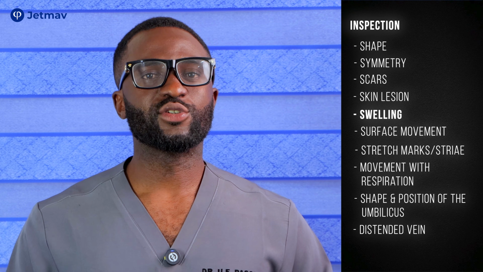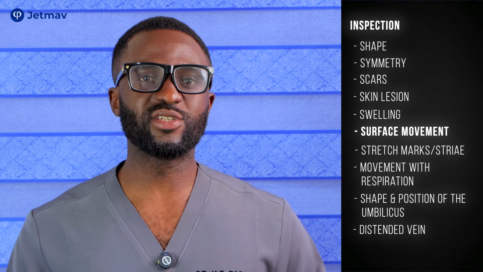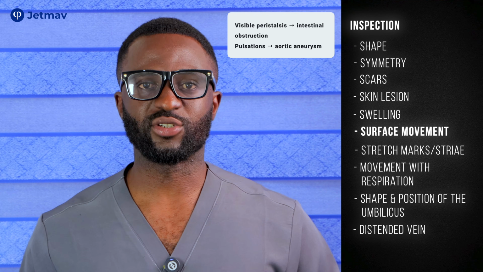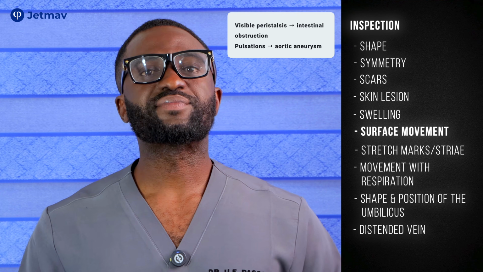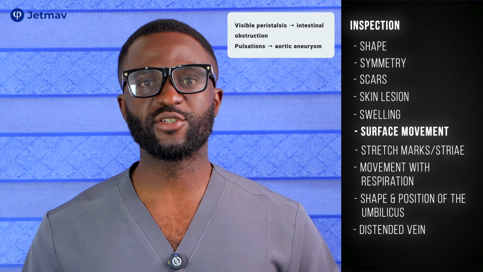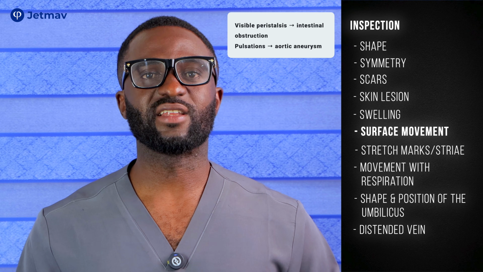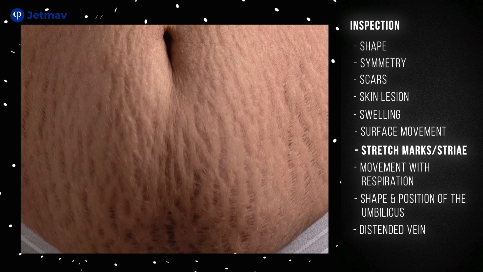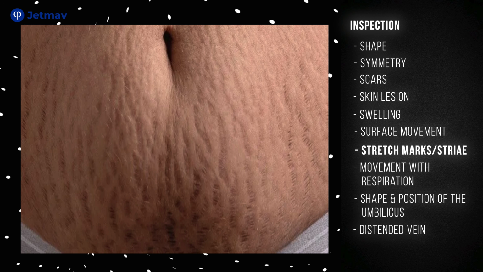Then you look out for surface movements. If you're able to see visible peristalsis, which can be seen in intestinal obstruction, especially in children. Then we also have pulsations, which you can also see as a surface movement, and this is found in aortic aneurysm. Then you also check out for stretch marks, which is common in pregnancy or obesity.